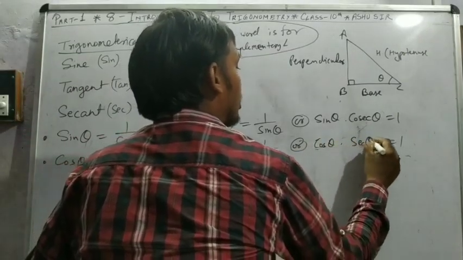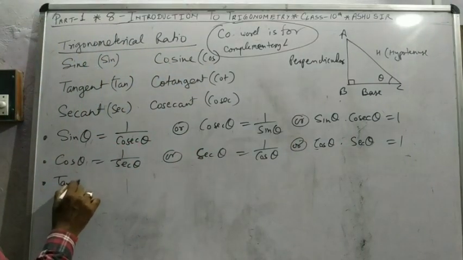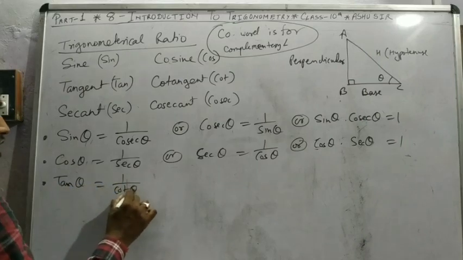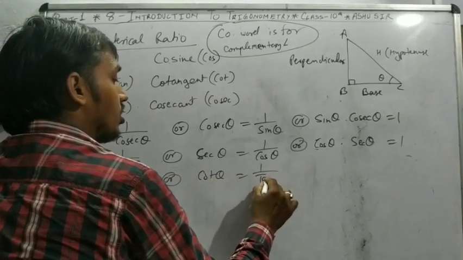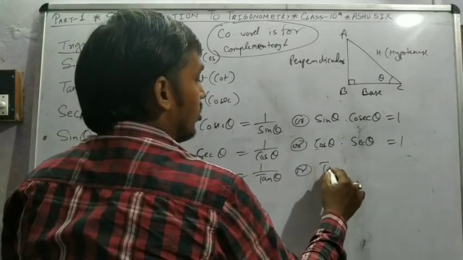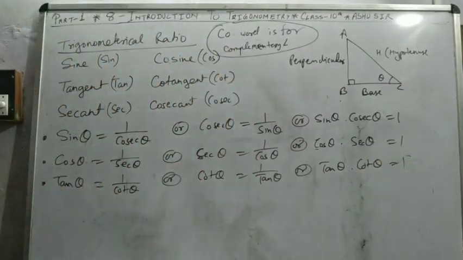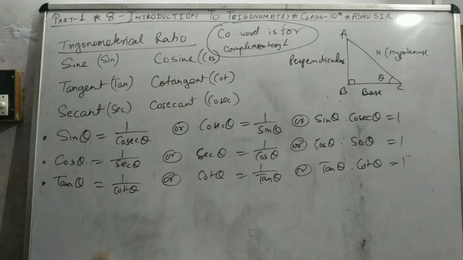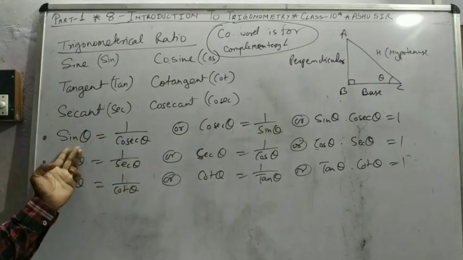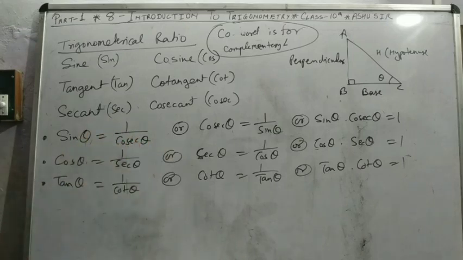Cos theta into sec theta is equal to 1. This was the third. Tan theta is the reciprocal of cot theta, and cot theta is the reciprocal of tan theta. Tan theta into cot theta is equal to 1. These are the relationships between the trigonometrical ratios in reciprocal form. Means if the value of sine theta is x, the value of cosec theta is 1 upon x. Okay?